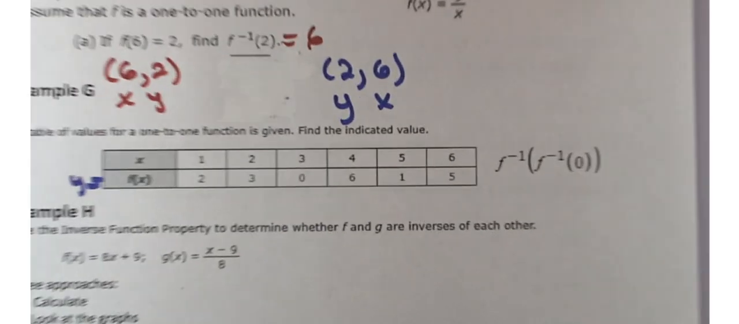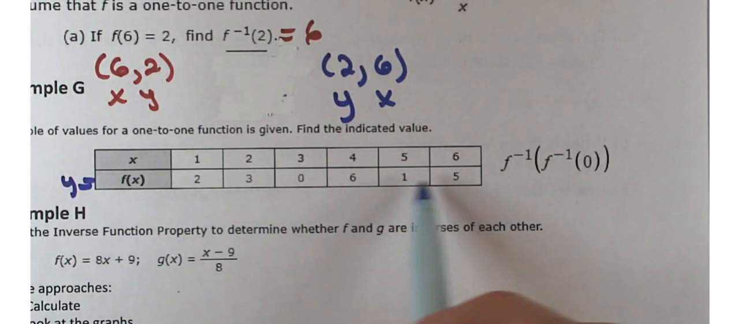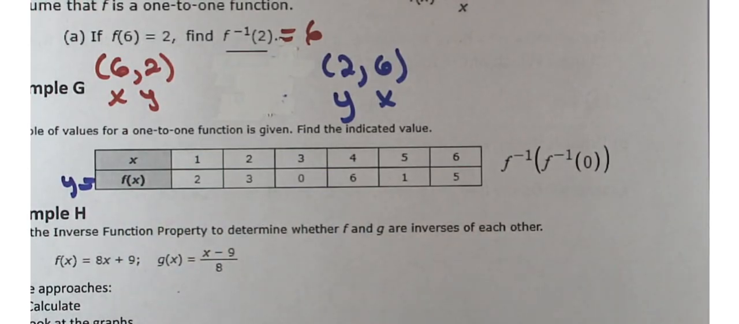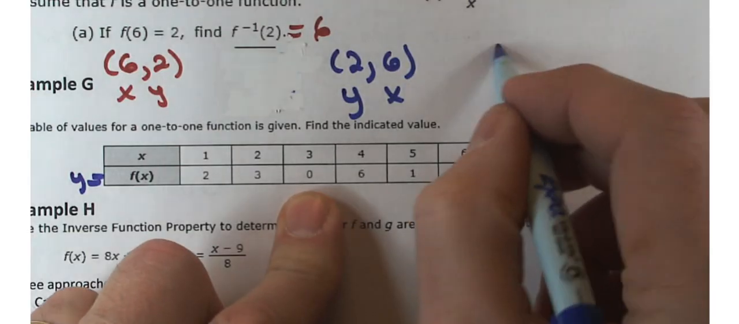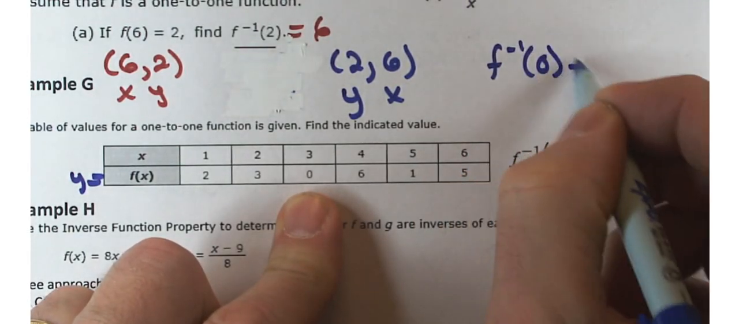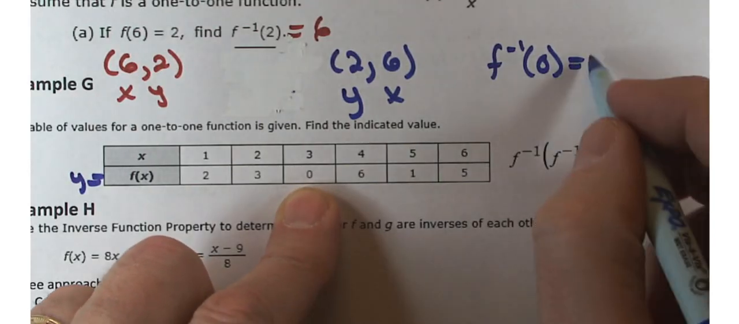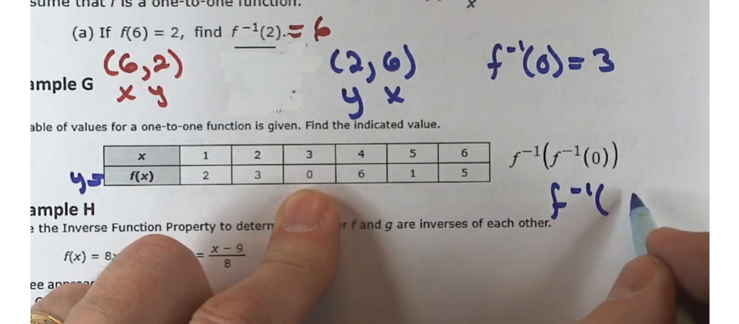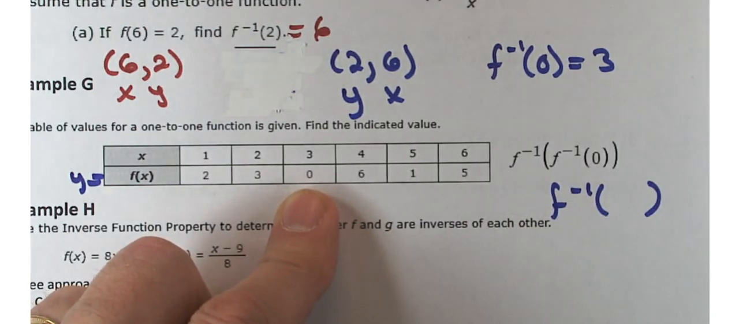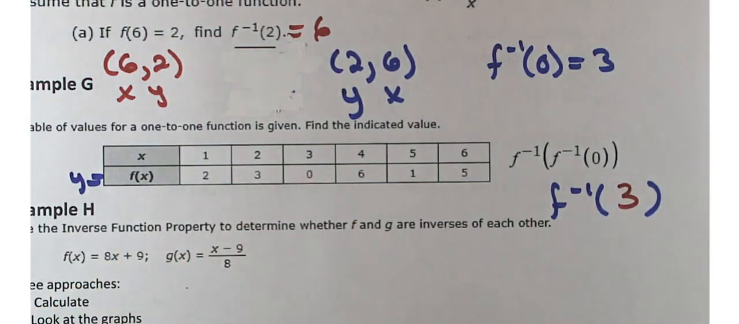Let's move this way a little bit. So you look around until you find the y value of 0. That's here. What x value goes with that? So f inverse of 0 would be 3. So this becomes f inverse of 3. Okay. Now play that same game again. Try and figure out, well, what's f inverse of 3?